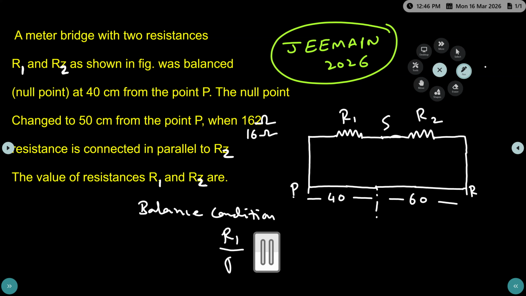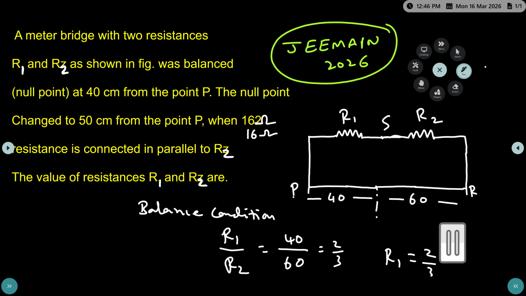You can write it as a ratio of resistances, that is R1 by R2 is equal to the ratio of the lengths. What is the ratio of length? The first one is 40, another is 60. How did you get 60? Total 100 minus 40. The null point is fixed at 40, so the remaining length should be 100 minus 40. So 40 by 60, which is 2 by 3. So from this, you can write R1 is equal to 2 by 3 R2. We got a relation between R1 and R2 by using the first point.